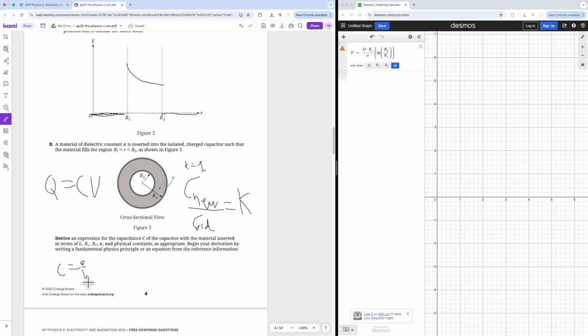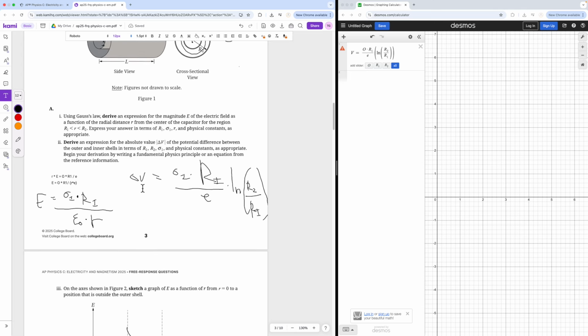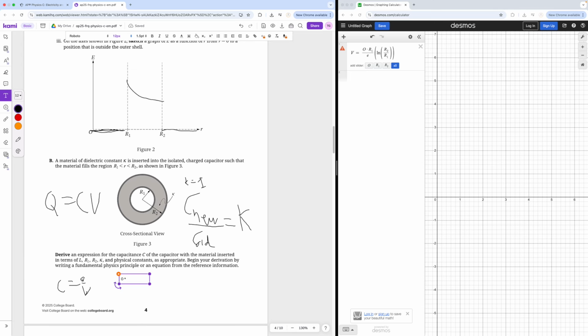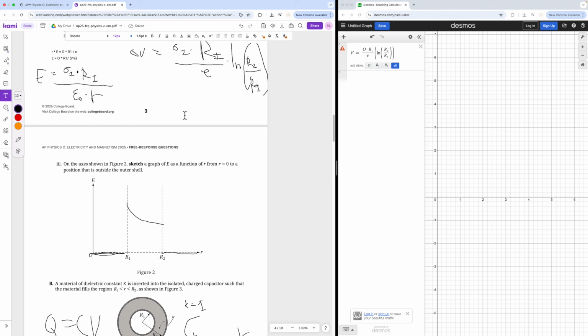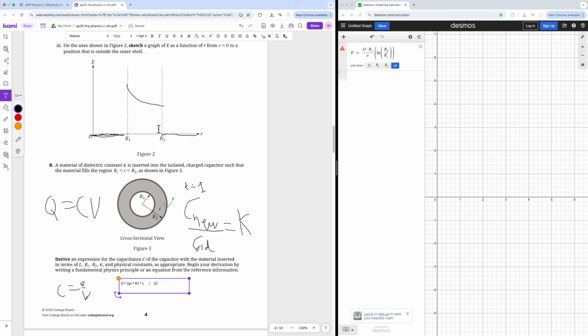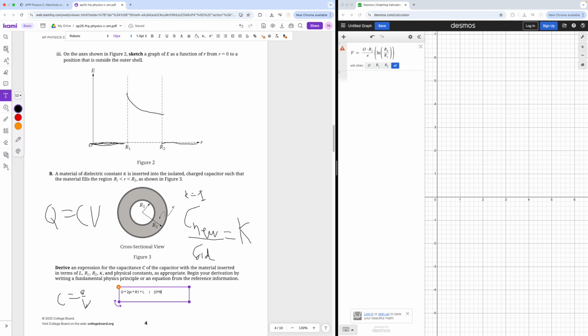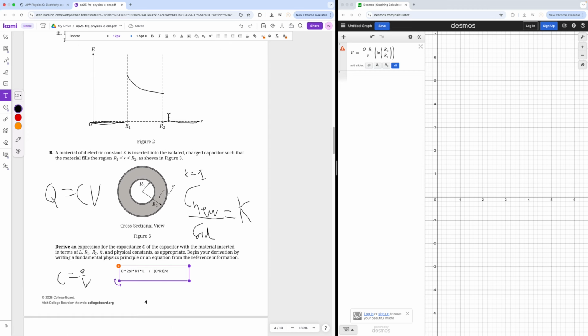Q over V. Well, how can we get Q? How can we get V? We know that our charge is going to be equal to your sigma value times, and let's see over here, 2 pi R1, correct. 2 pi times R1 times L, and that's the value of your charge. And now we have to divide it by voltage. And luckily for us, we have an equation for voltage over here. It's going to be sigma 1 again, times R1, and this is all going to be divided by epsilon, times ln of R2 over R1. So this times ln of R2 divided by R1 divided by epsilon.